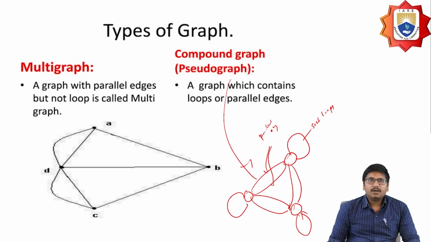The other kind of graph I discussed here is the multigraph. A multigraph is a graph that maintains parallel edges. Whenever the graph maintains loops or parallel edges, then that should be the pseudograph.